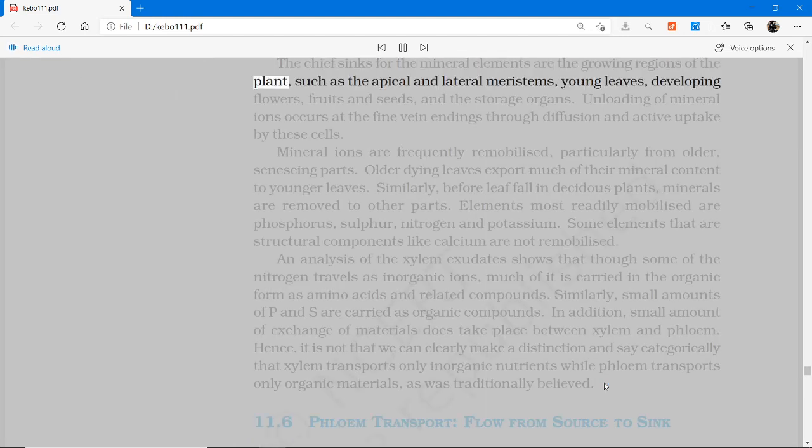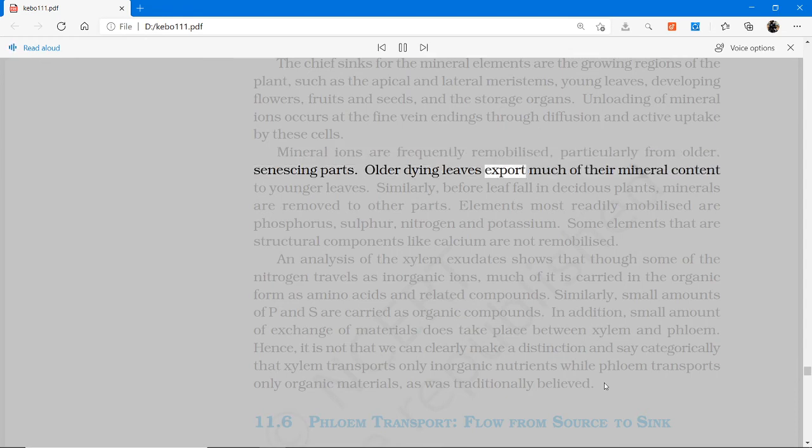The chief sinks for the mineral elements are the growing regions of the plant, such as the apical and lateral meristems, young leaves, developing flowers, fruits, and seeds, and the storage organs. Unloading of mineral ions occurs at the fine vein endings through diffusion and active uptake by these cells. Mineral ions are frequently remobilized, particularly from older, senescing parts.